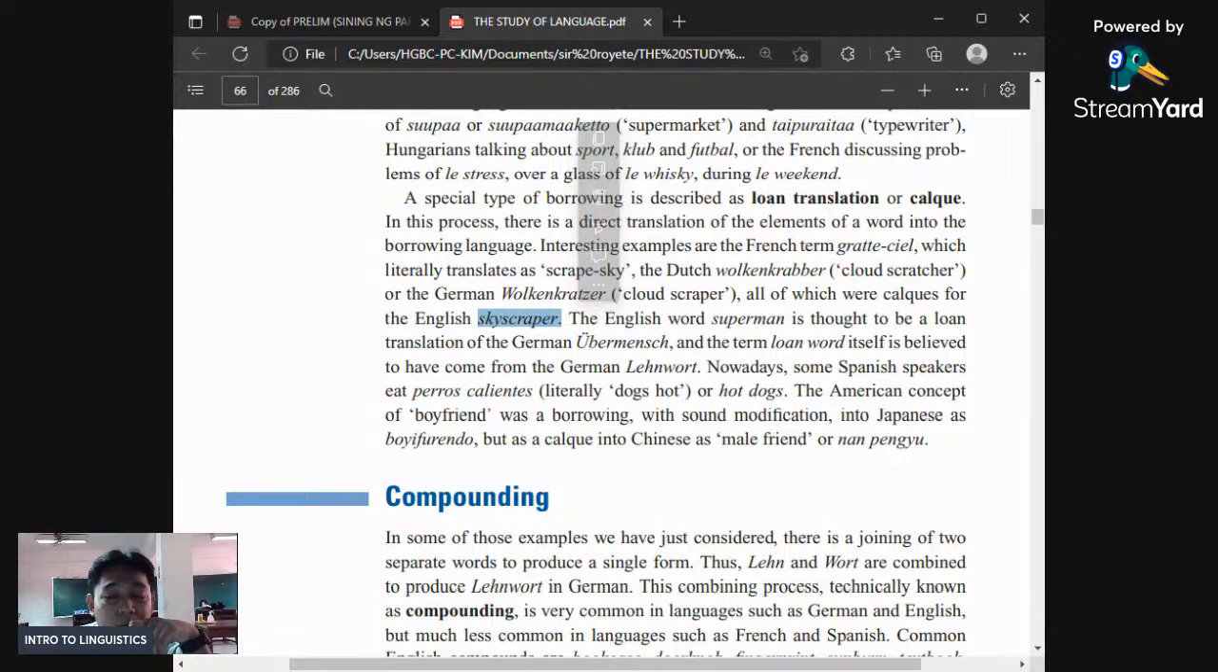Skyscraper. The movie of Dwayne Johnson, The Rock, you watched it too, right? Skyscraper. And also a song, right? Skyscraper. So, for example, the loan translation for Superman in German is Übermensch. Overmensch.